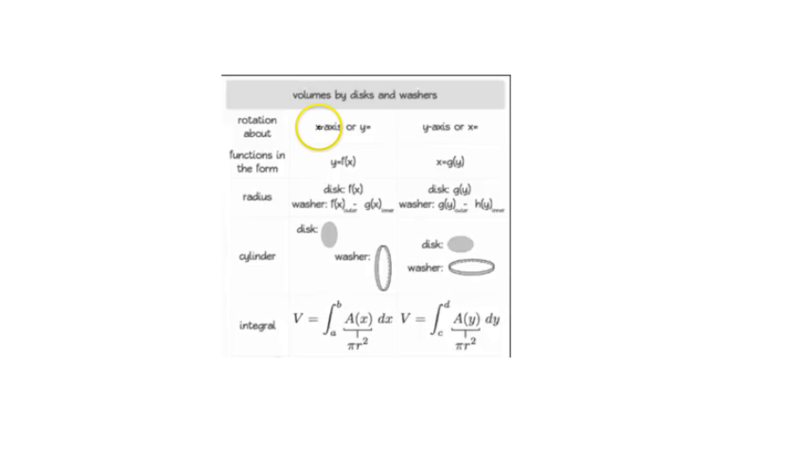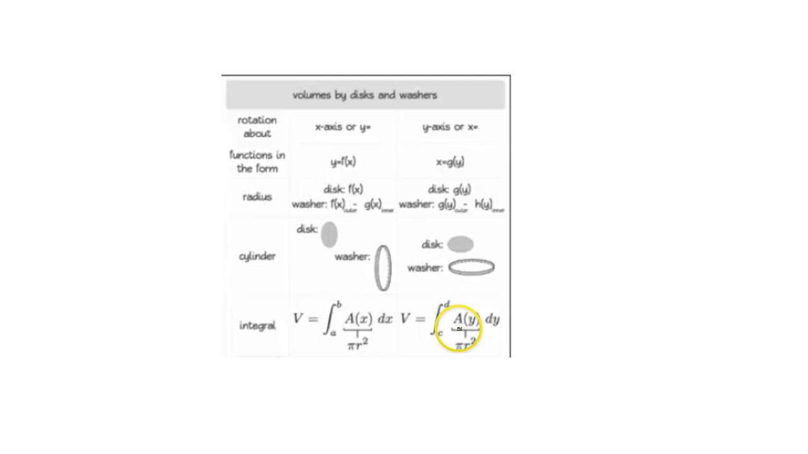For the rotation about the x-axis, or y equals, you're definitely going to be writing your functions in the form of f of x equals y, and it's just going to be the f of x. Now obviously washers is going to be a little bit different, and we're going to be dealing with this type of shape. So if we find out that we get to this part right here, we can actually figure out the rest from there as we work with it.